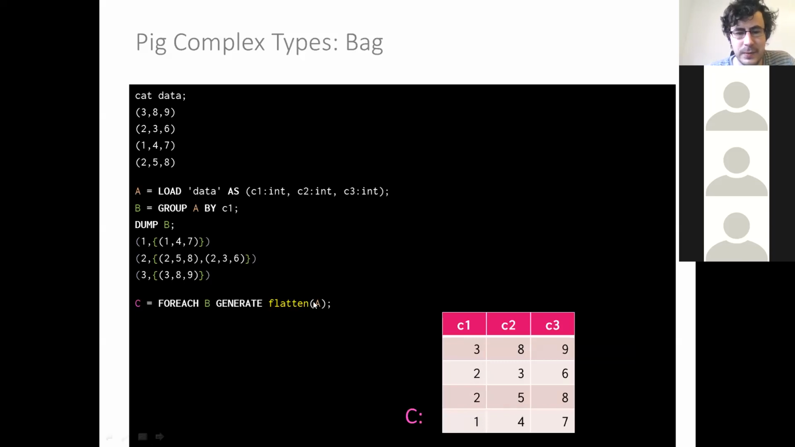So in this case here, we essentially return back to what we had before. So with group by, we can go from tuples to bags of tuples that are in groups, and then with flatten, we can go back from bags of tuples back to tuples. Okay.